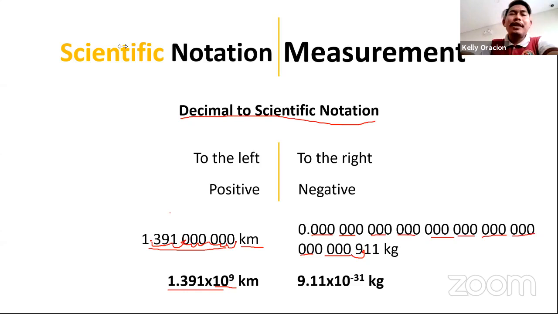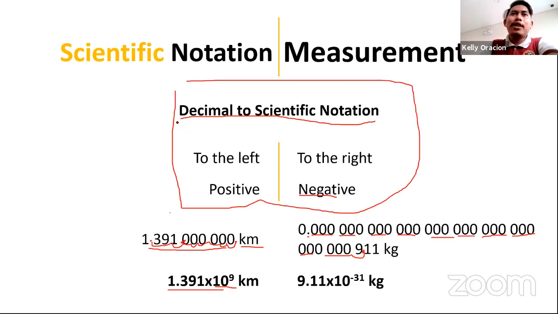Then, it's negative. So, bakit negative? Take note, ito yung decimal point natin. Saan tayo nag-move ang ating decimal point? Sa anong direction? To the right. Kaya nga negative siya. Okay ha, please take note of this one. This rule is applicable only pag decimal to scientific notation. Okay, next.